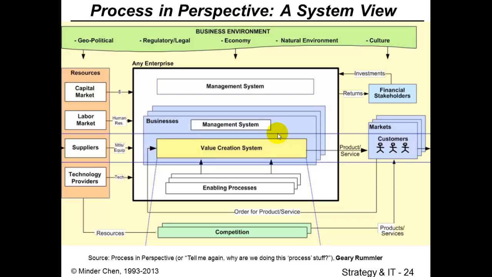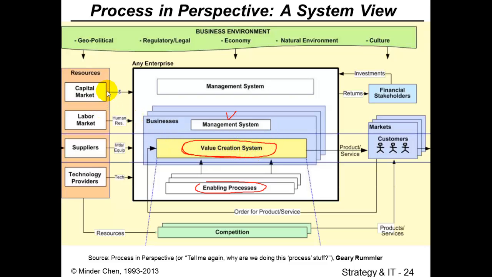Last, we're going to discuss a little bit about the process aspect and its potential impact to strategy and to information technology. In this system view of an enterprise, we have identified the value creation system, which is related to the value chain we discussed earlier. There are some enabling processes that are similar to the supporting activities. And there's a management system that governs this value creating process and system.